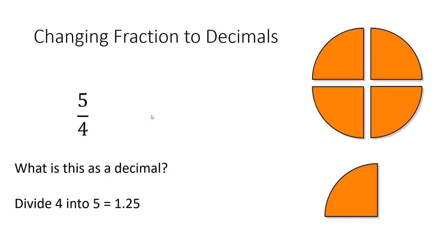How about if we got more than a whole unit, more than one? Now supposing I am in possession of 5/4. How would that be as a decimal? Once again, you divide 4 into 5 and I have got 1.25. That's the same as 1 1/4, of course.